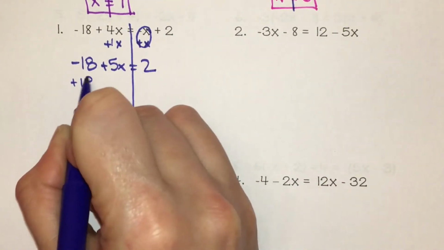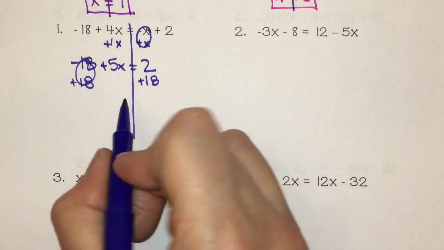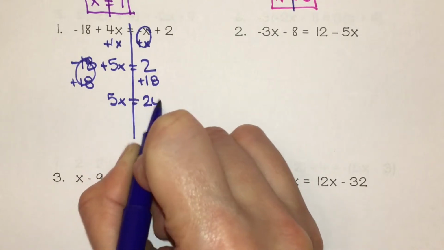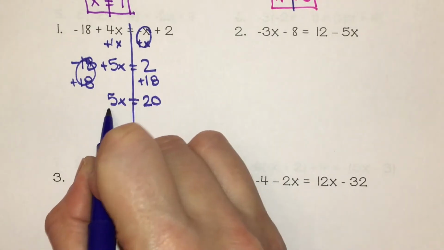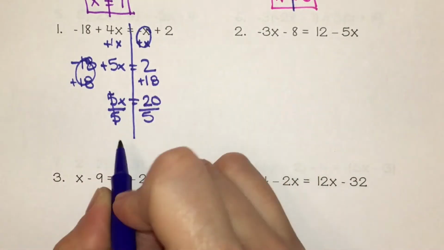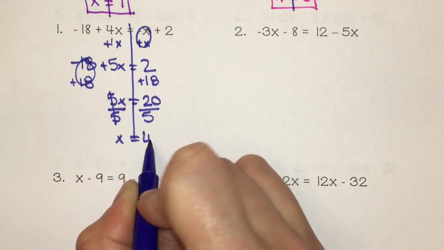I'm going to add 18 to both sides. Negative 18 plus 18 is 0. Bring down that 5x equals 2 plus 18 is 20. To get x by itself, I'm going to divide both sides by 5. 5 divided by 5 is 1. So x is equal to 20 divided by 5 is 4.